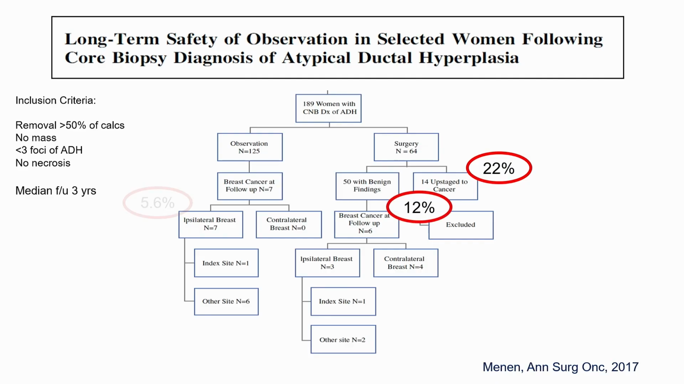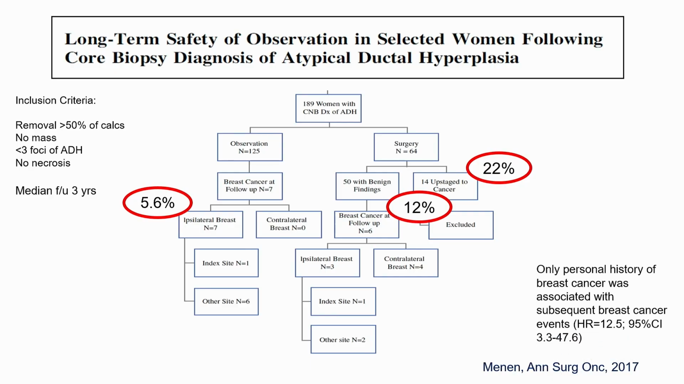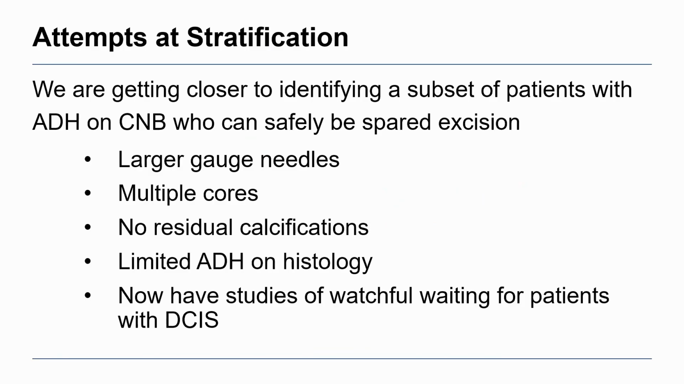And with a median follow-up of 3 years, for those that did not undergo surgery, the patients that met criteria, the carcinoma rate was just 5.6% at 3 years. Only a personal history of breast cancer was associated with subsequent breast cancer events, with a hazard ratio of 12.5.